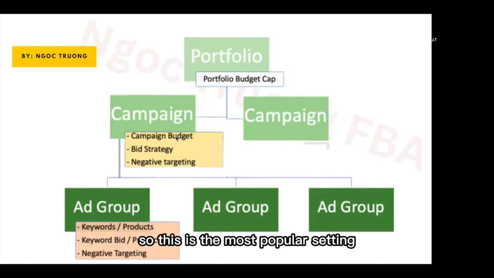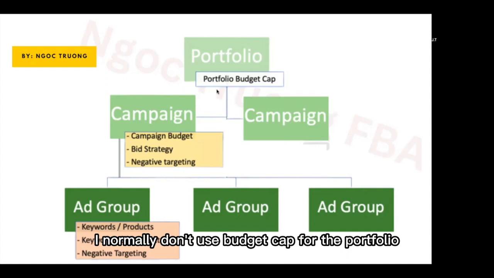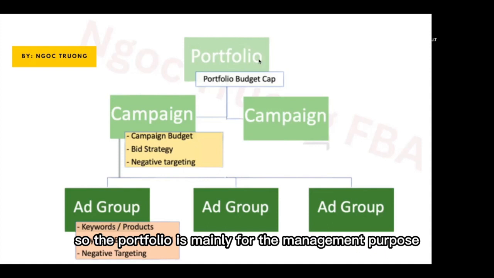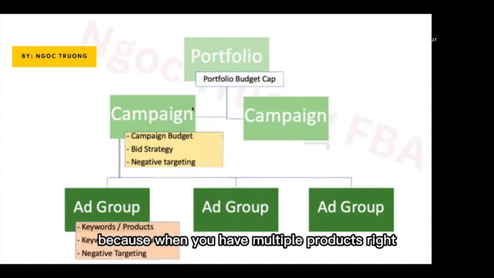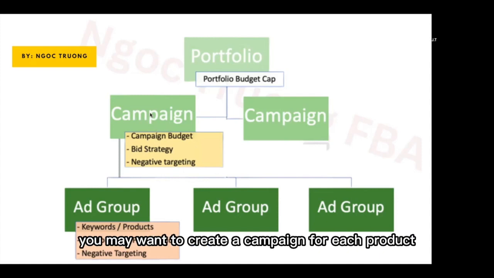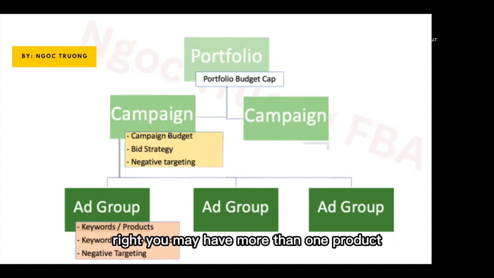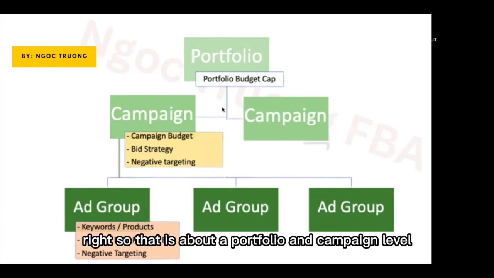So this is the most popular setting in terms of budgeting for campaigns. I normally don't use a budget cap for the portfolio. The portfolio is mainly for management purposes, because when you have multiple products, right, you may want to create a campaign for each product. You may have more than one product of the same product line. So you may want to create a portfolio for that product line and put all of the campaigns of that product line within the same portfolio. So it's easier for you to manage, right? So that is about the portfolio and campaign levels.